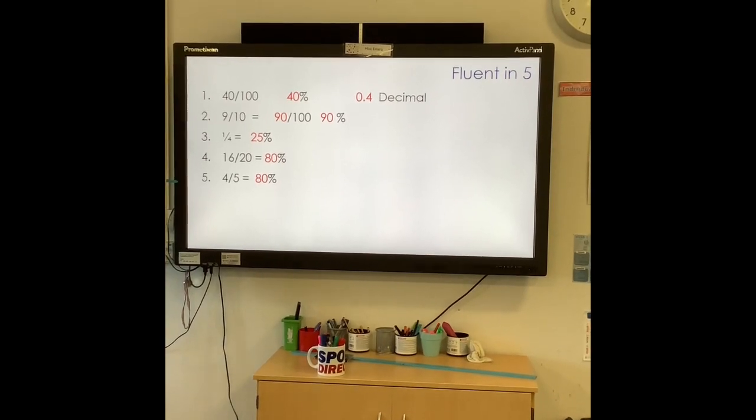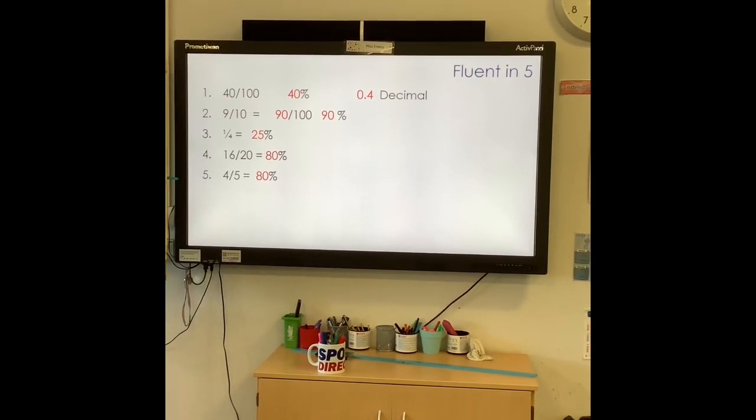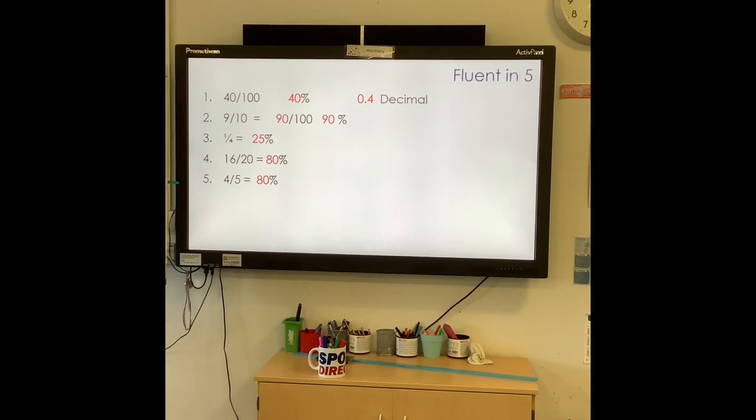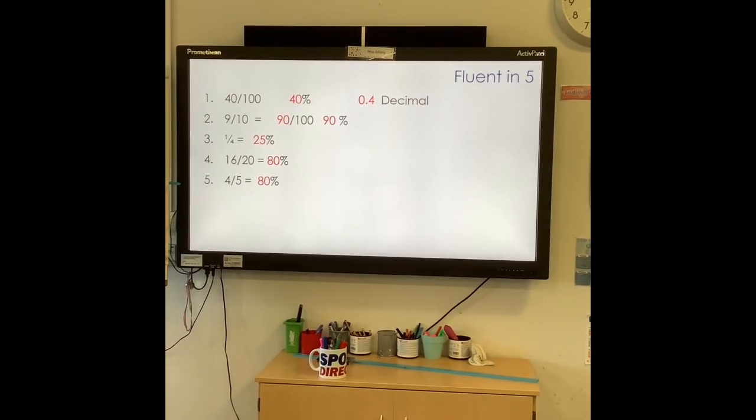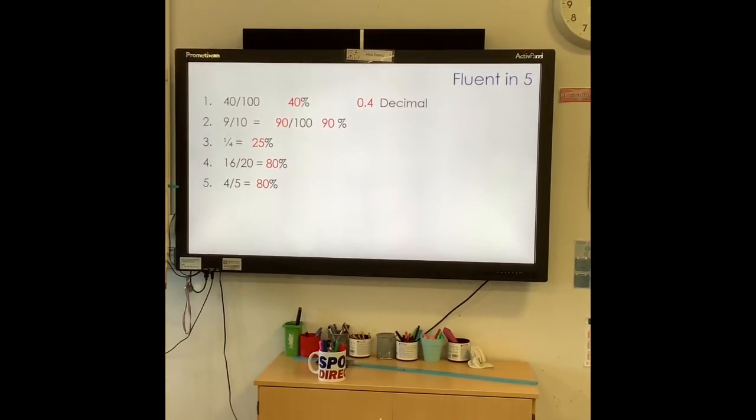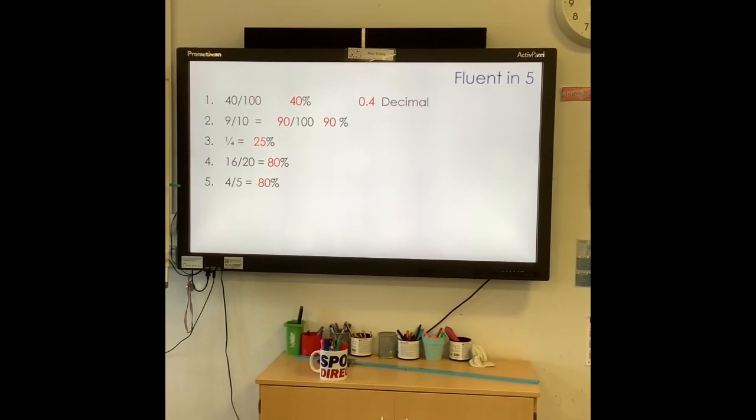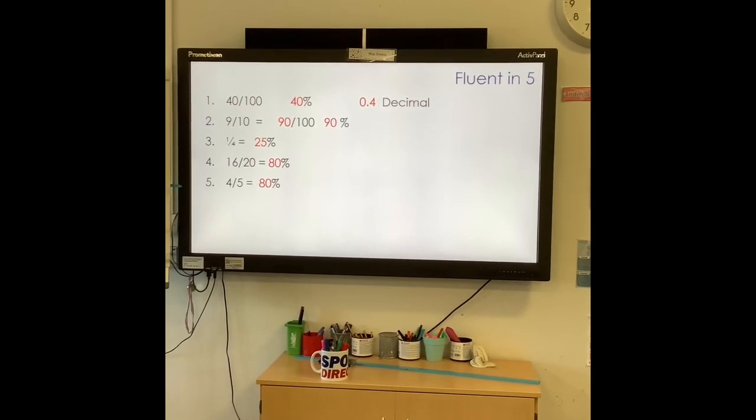Lastly, 16 over 20. Well, hopefully you changed your denominator to 100 and in the end you got 80%. 4/5, hopefully you changed your denominator to 100 and again 80%. Very well done if you got those right.